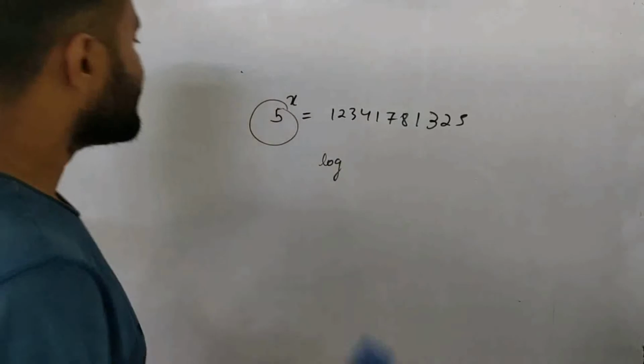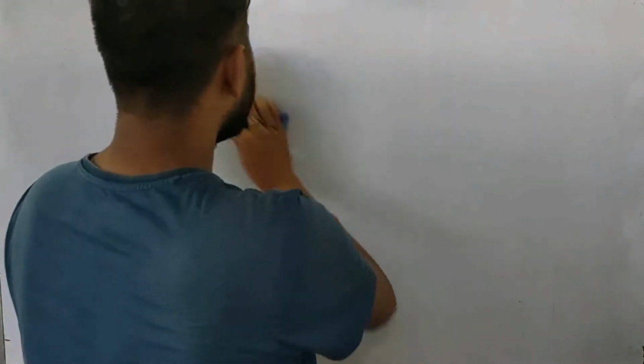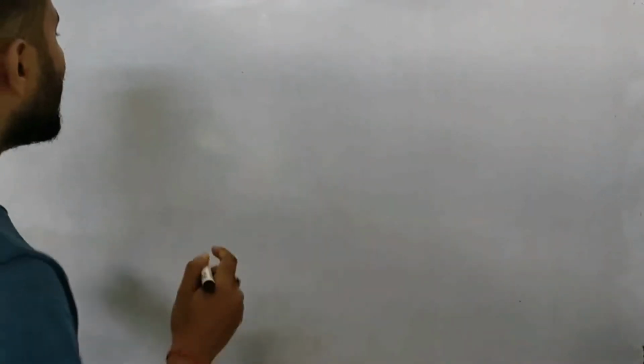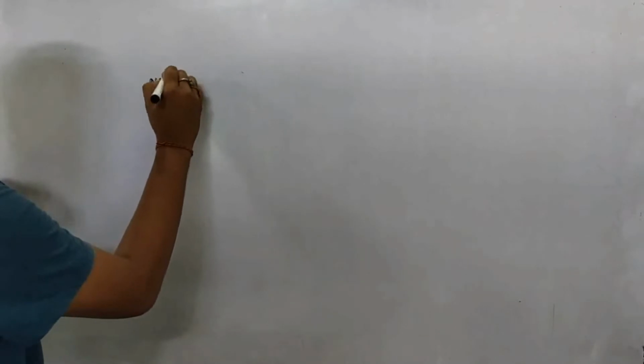Now let us see. There are two types of logarithm. One is natural logarithm.